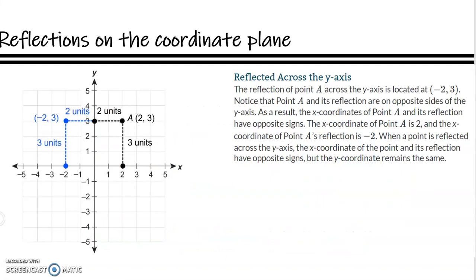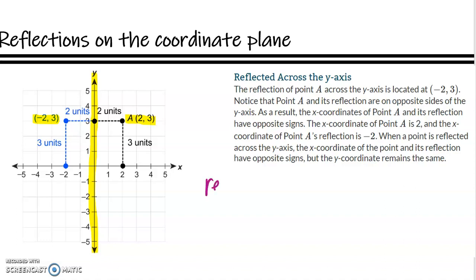These are reflections across the y-axis. So our line of reflection is the y-axis. Point A is located at 2, 3, and its reflection is located at negative 2, 3. As a result, the x-coordinates of point A and its reflection have opposite signs. One is positive 2, one's negative 2. So what you need to remember is whatever it's reflected across, that's what stays the same.